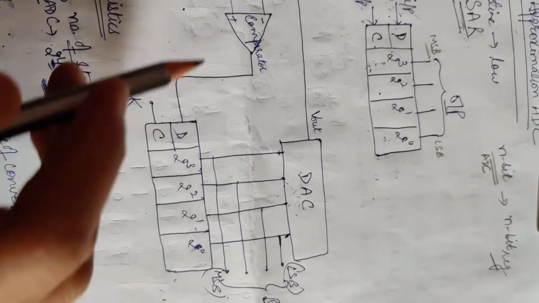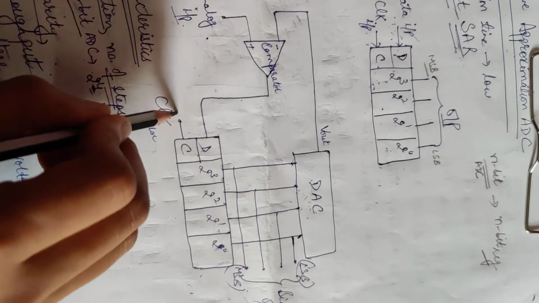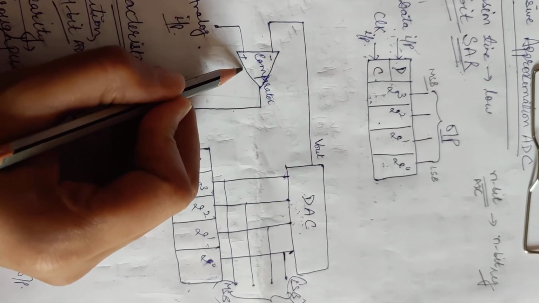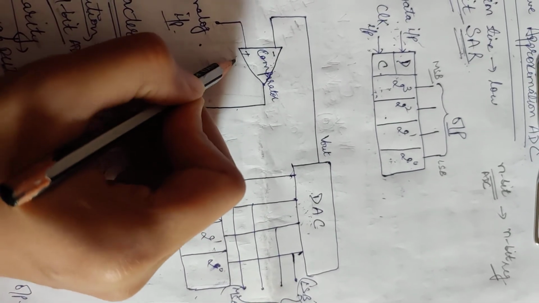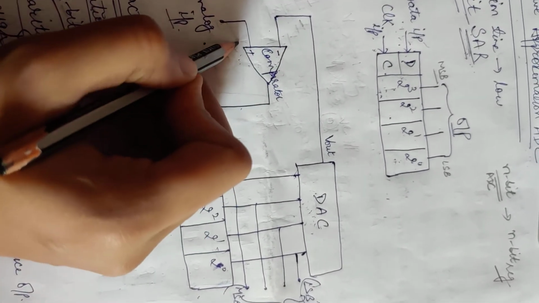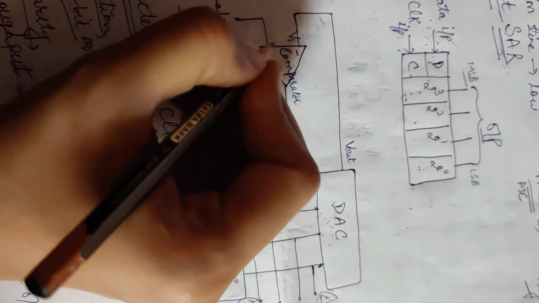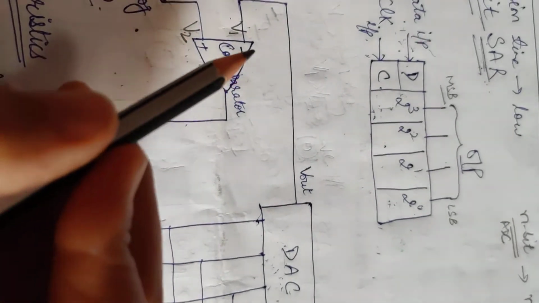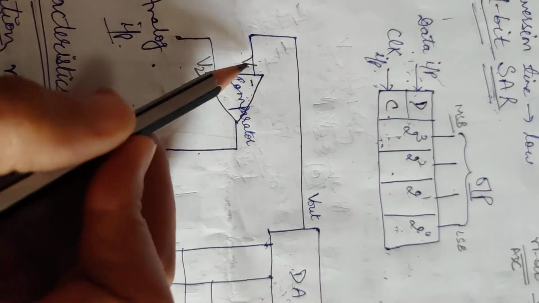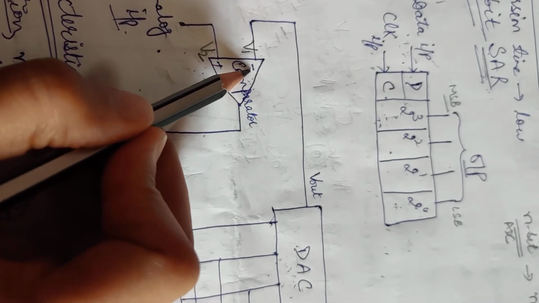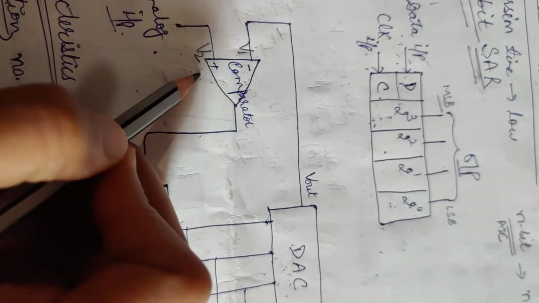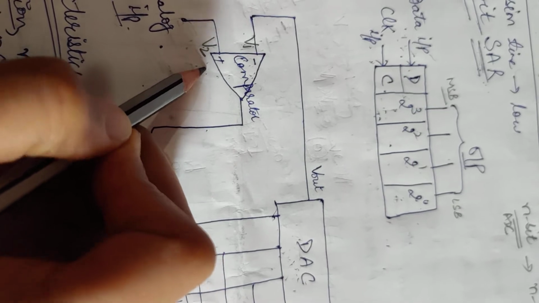Okay, now this is the circuit for successive approximation. In this, a comparator is used. A comparator compares two input voltages. Suppose this is V1 and this is V2. So this comparator will compare the V1 and V2 voltages. V1 is applied at the negative terminal, the inverting input, and V2 is applied at the non-inverting input.